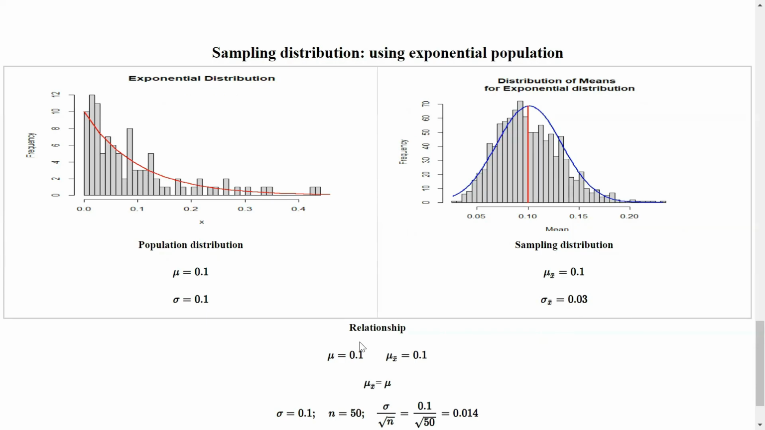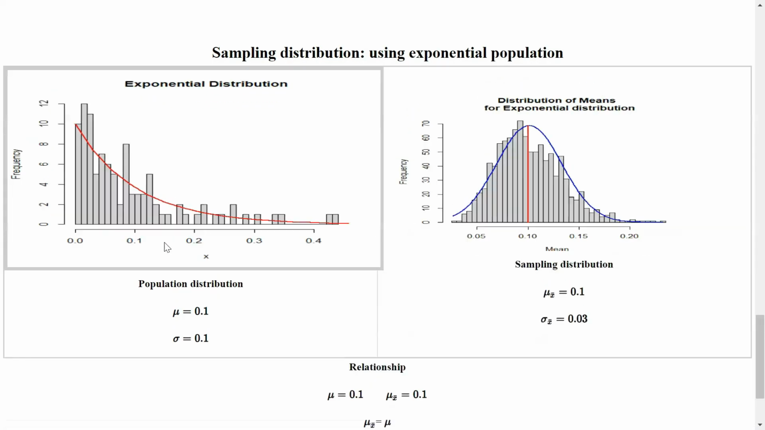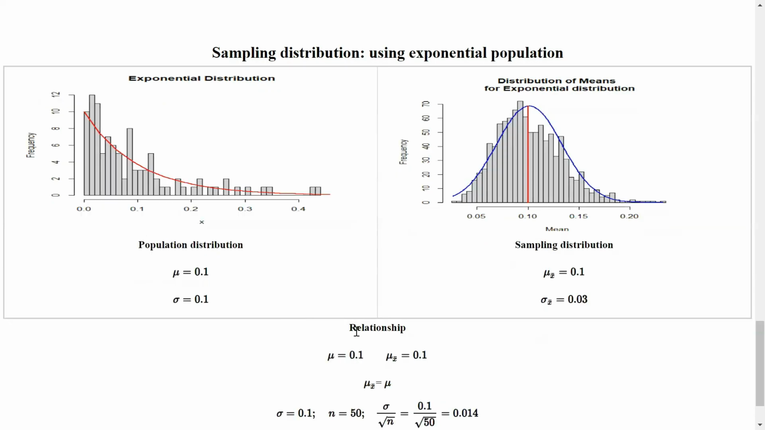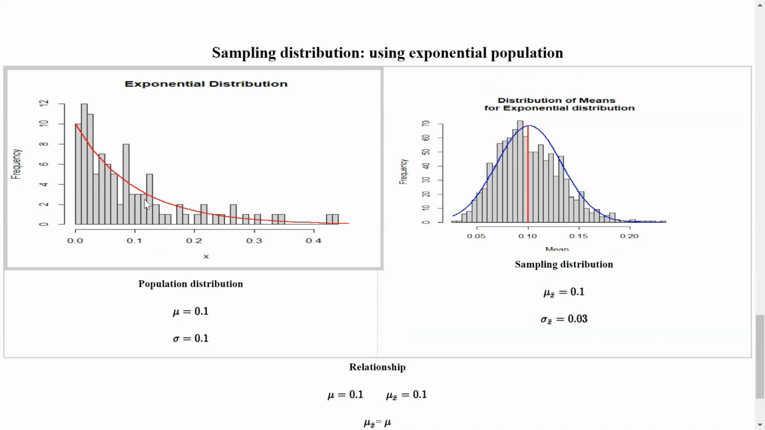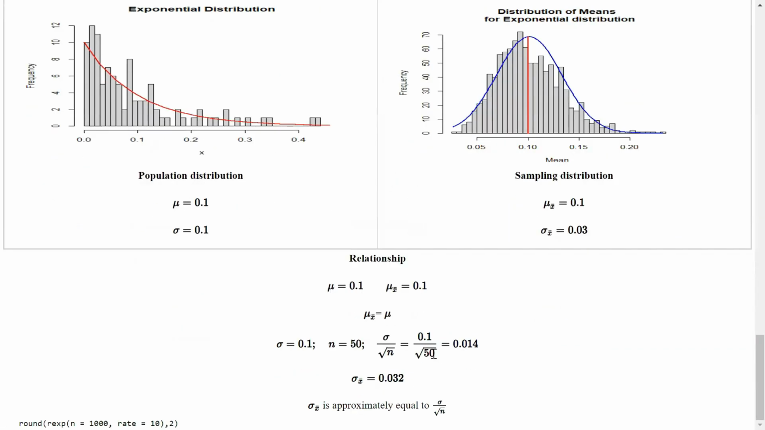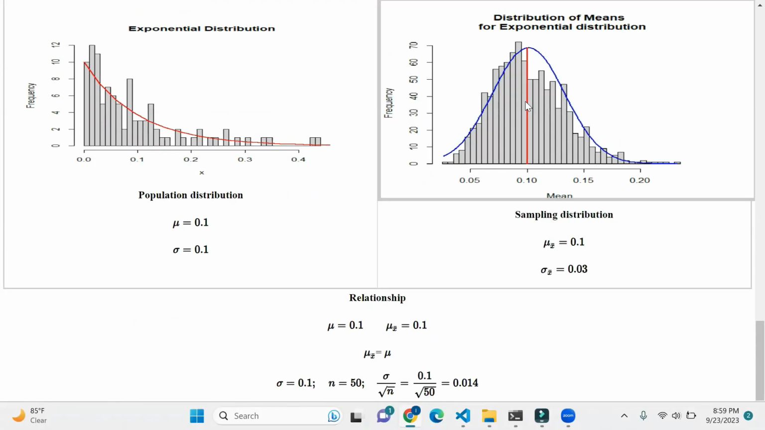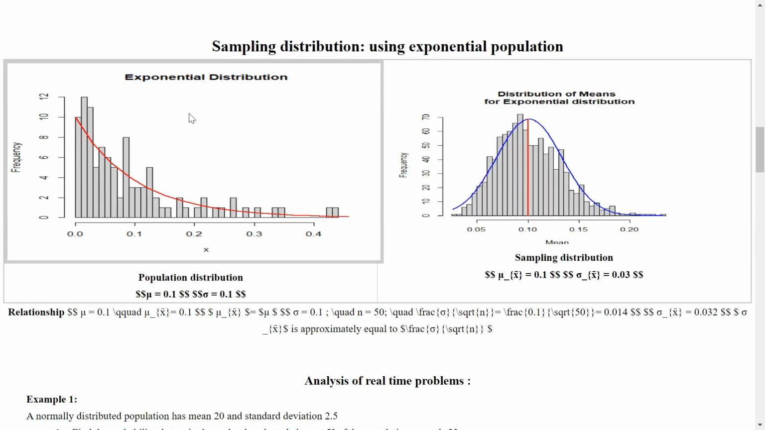Regarding the relationship, the mean of the sampling distribution is exactly equal to the population mean, but the standard deviation of the sampling distribution is not equal to the population standard deviation, but it is approximately equal to the ratio of the population standard deviation to the square root of the sample size. This satisfies the relationship that we discussed earlier. Finally, the sampling distribution is approximately normal regardless of the skewed population.